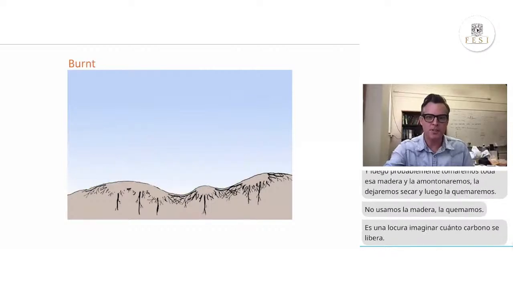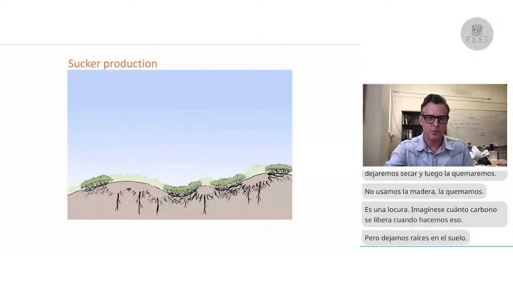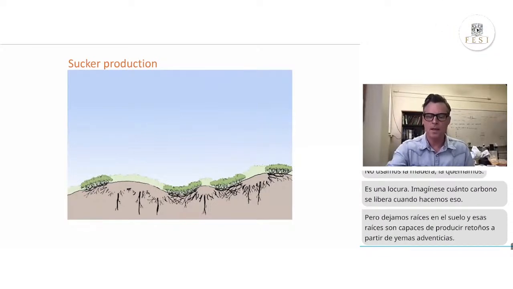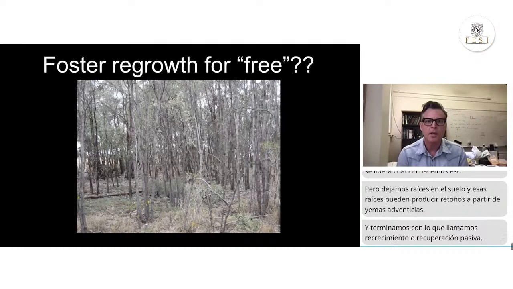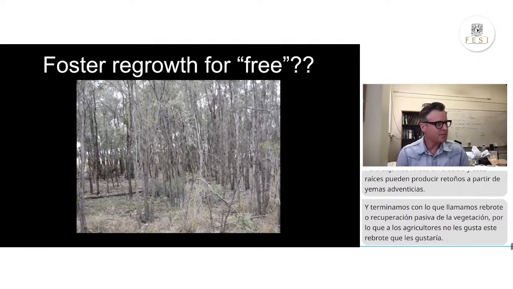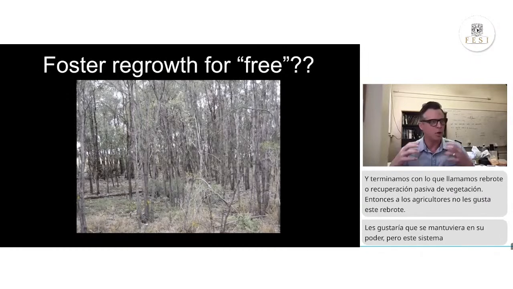But we leave roots in the ground. And those roots are able to produce suckers from adventitious buds. And we end up with what we call regrowth, or passively recovering vegetation. So farmers don't like this regrowth. They would like it to stay grass, but this system just won't die. Brigalow just keeps coming back.